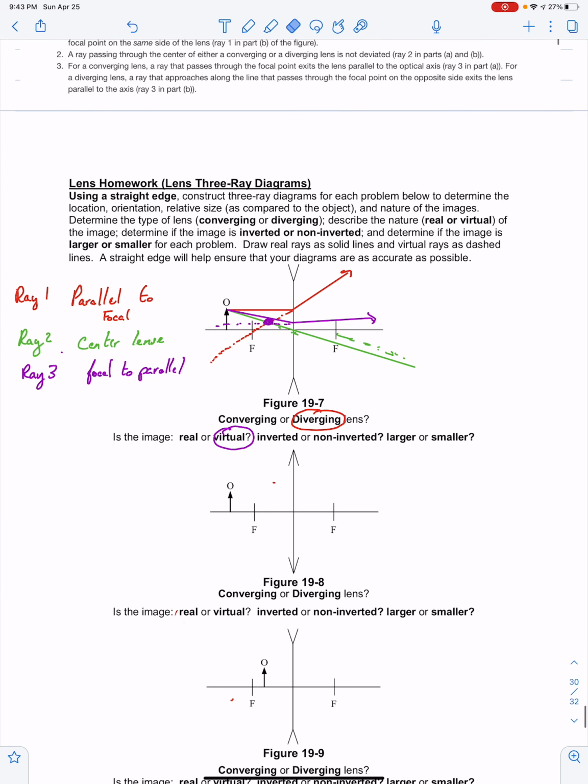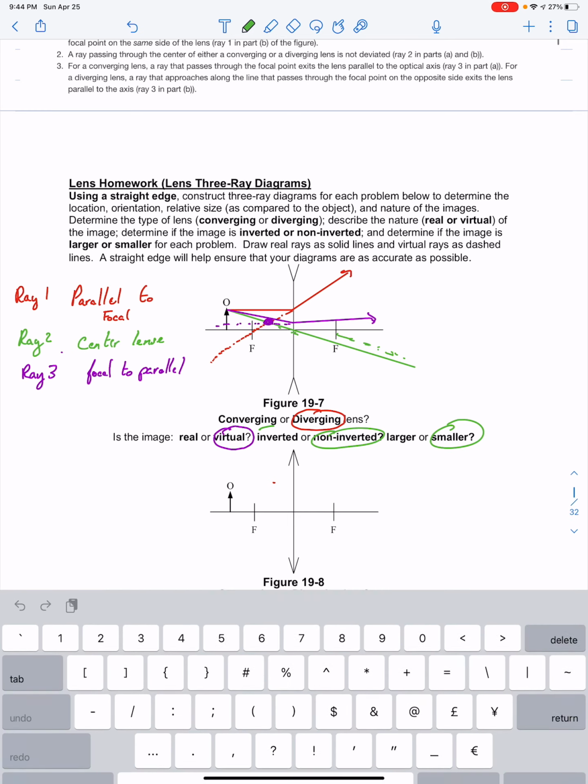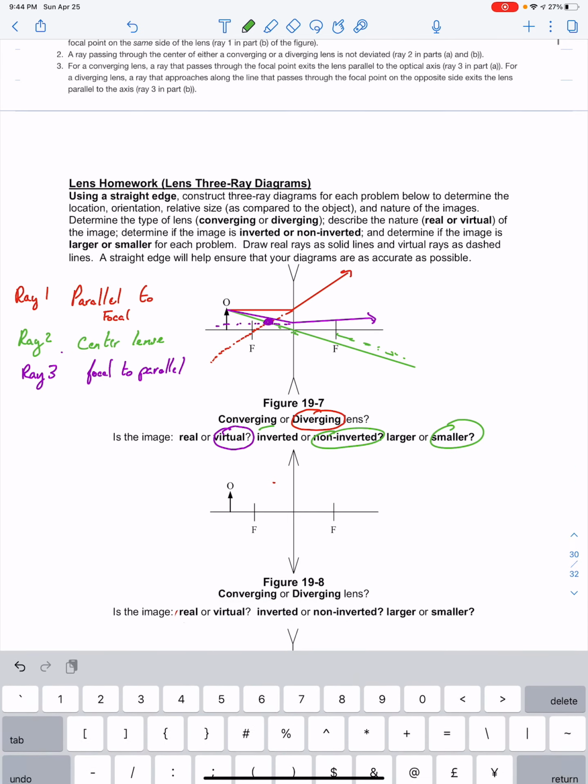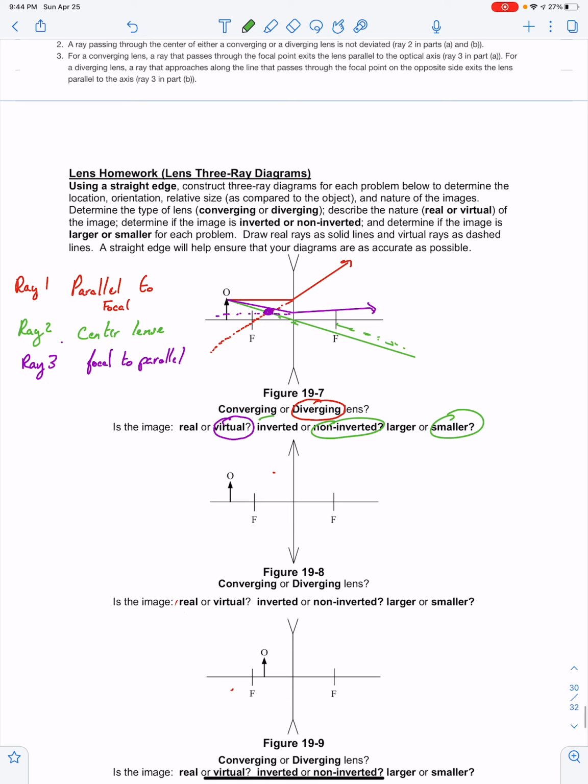All right, now let's continue. It is not inverted. And it is smaller. Done. All right, so we're done with the first one. Let's do the second one.